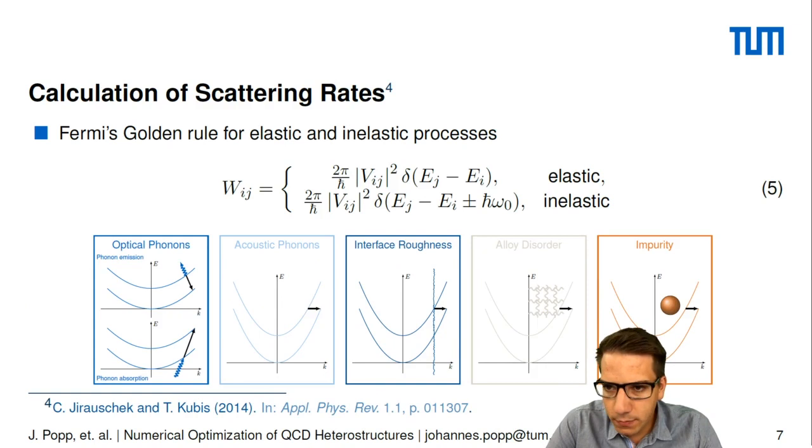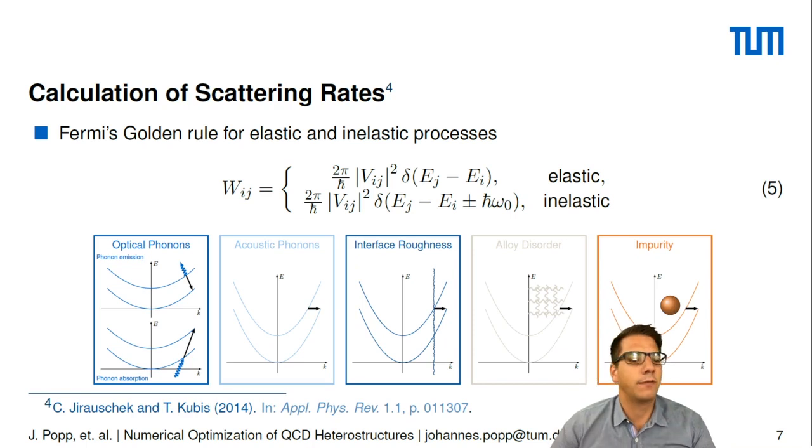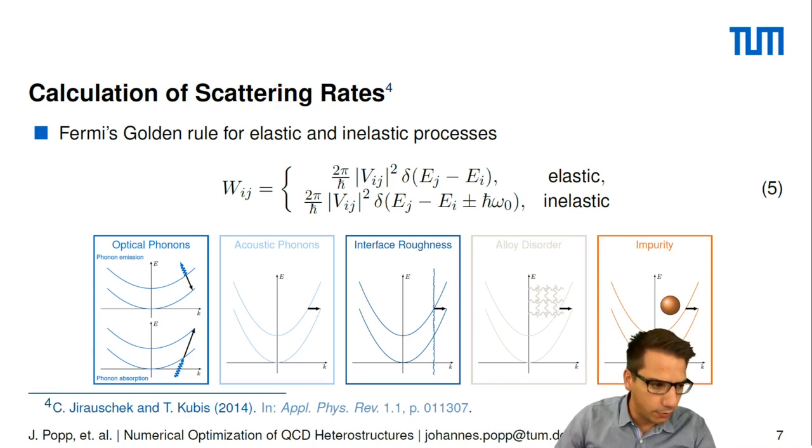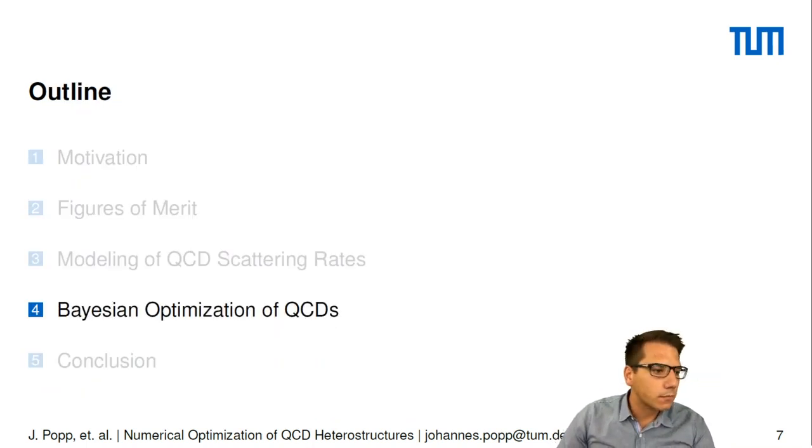We use Fermi's golden rule to calculate the scattering rates for inelastic and elastic processes as given in equation 5. And which scattering mechanisms do we consider here? Optical phonons, acoustic phonons, interface roughness, alloy disorder, and impurity scattering.